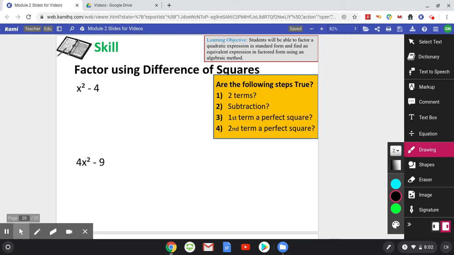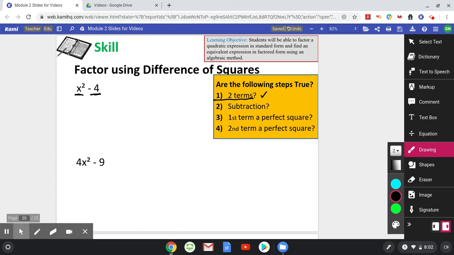Let's start with the problem on the top, and let's start with step number 1. Step number 1, are there 2 terms? Let's see, there is the x squared and there is the 4. There are 2 terms. The answer for this one is true. If at one point there is an answer of false, then we stop there and we are unable to solve this problem using the difference of squares.